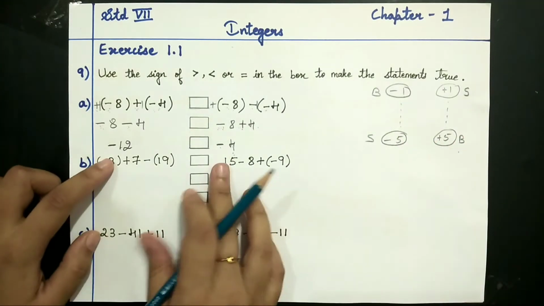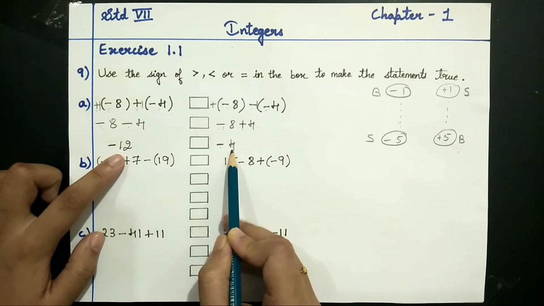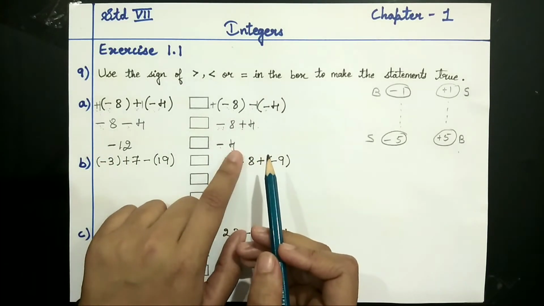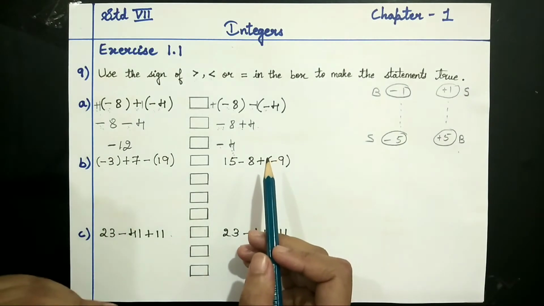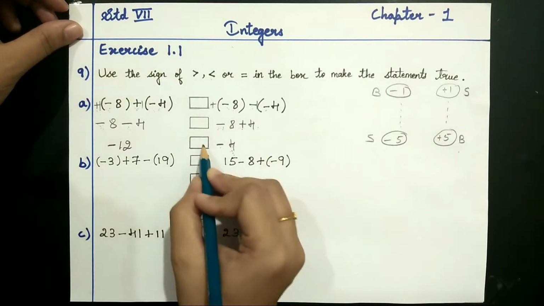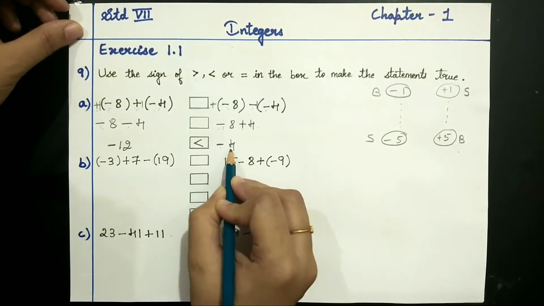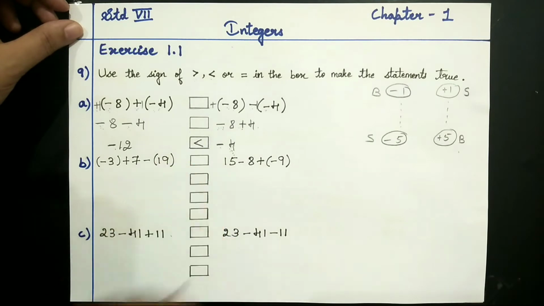So now tell me which is the bigger number here? Is minus 12 bigger or is minus 4 bigger? Okay, so when there are minus signs, smaller numbers will have greater value. So minus 4 is greater. So let me put this sign here now like this. Okay, minus 4 is greater and minus 12 becomes smaller.